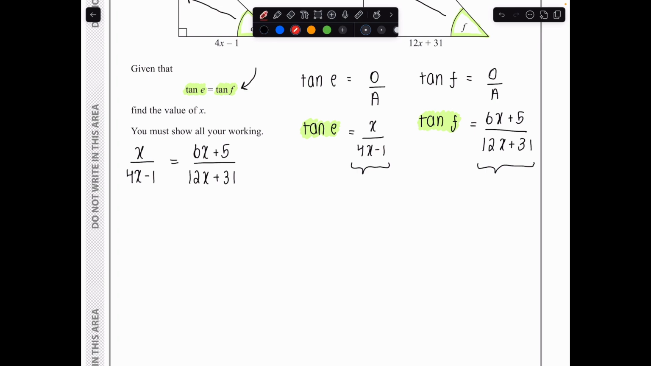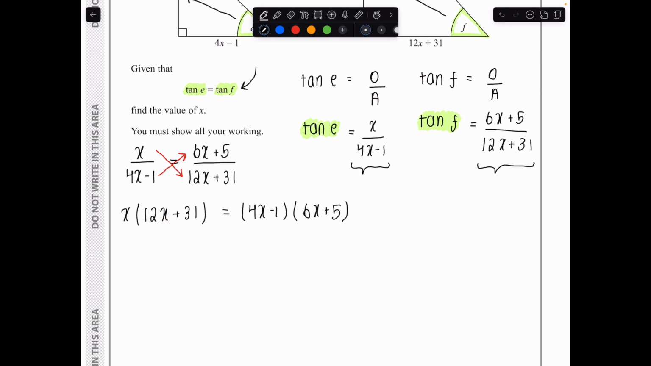Now, cross multiplication is where you times the numerator of one of the fractions by the denominator of the other, and you do the same thing, but with the remaining numerator and denominator. So in this case, we're left with x multiplied by, which I'll represent with a bracket, 12x plus 31, and that's equal to 4x minus 1 times by 6x plus 5. Now from here, let's just expand all of the brackets out and see if we can simplify anything at all.